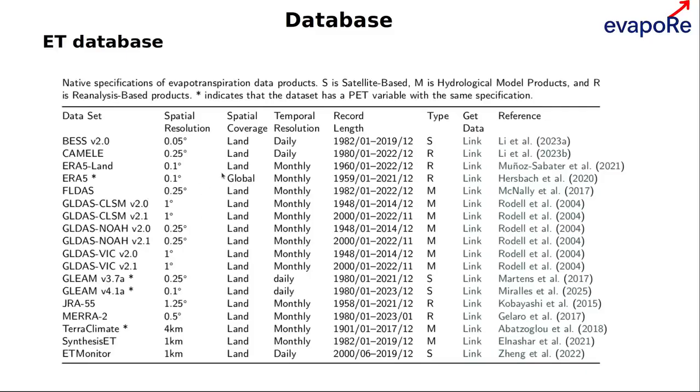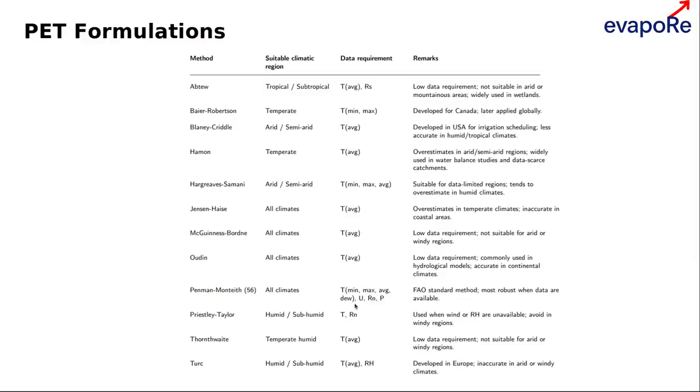This is our database. We have data from satellite-based, hydrological model products, and reanalysis-based products. We have data from 1948 to 2023, and if you are interested in any of them, you can easily call the function in evapoRe and download a single data set or even all of them.